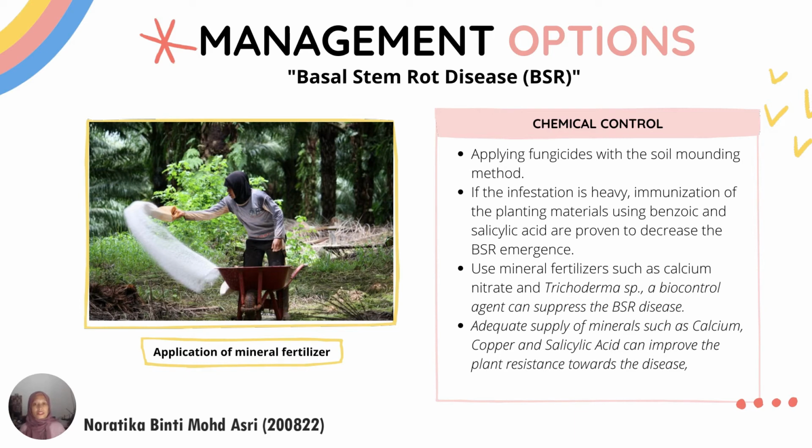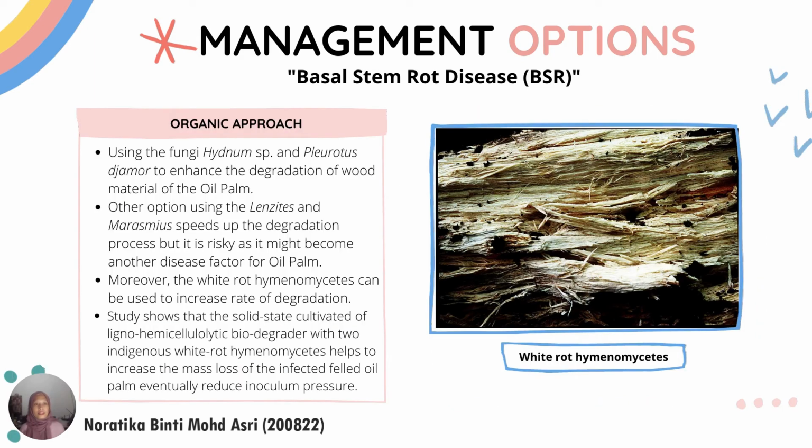Adequate supply of minerals to the oil palm such as calcium, copper, and salicylic acids can improve the plant resistance towards the disease. Next, we have the organic approach. Using the fungi Hypoxylon species and Pleurotus sajor-caju can enhance the degradation of food materials for the oil palm. Other options are using Lenzites and Marasmius, but this one is a risky one because it might become another disease factor for the oil palm.